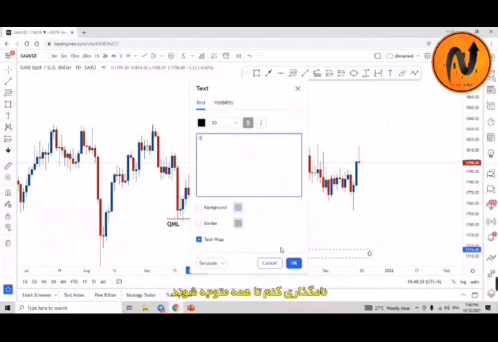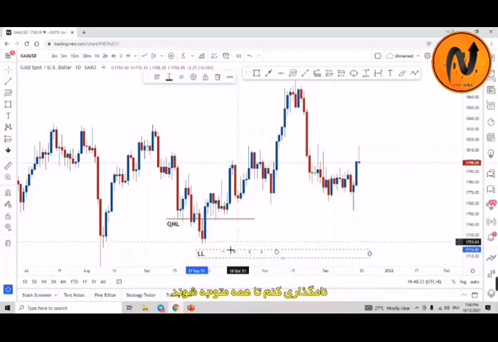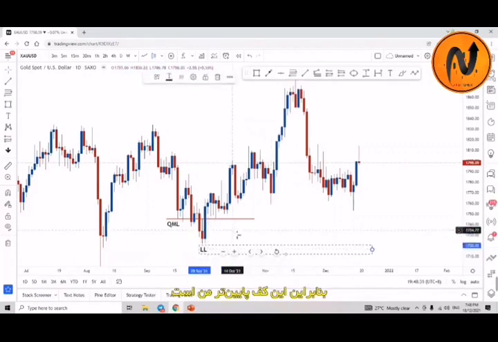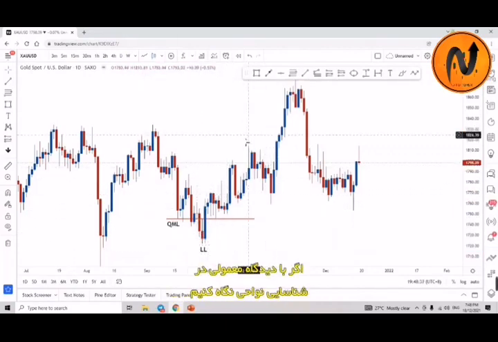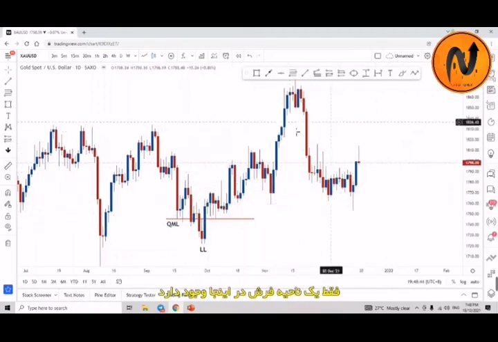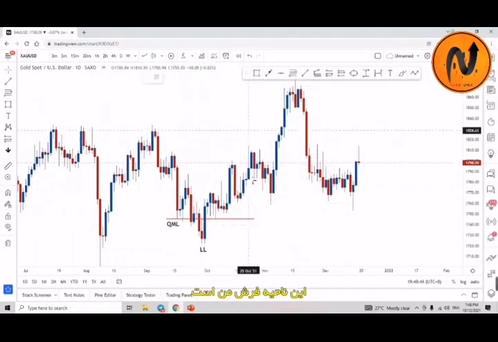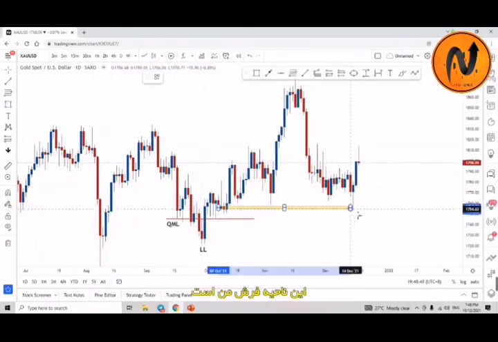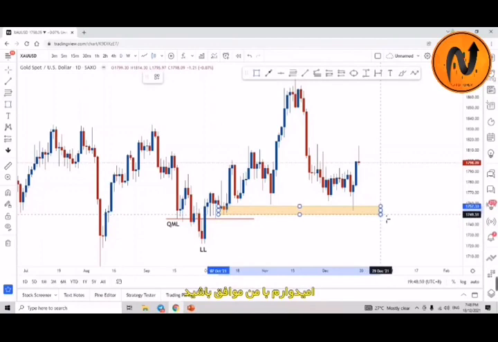Right. Let me do a labeling so that everyone will understand. So this is my lower low. So ultimately, if you look at it, let's look using a normal zone point of view. There is only one fresh zone here left. So this is my fresh zone. Right. Hopefully you guys do agree with me.